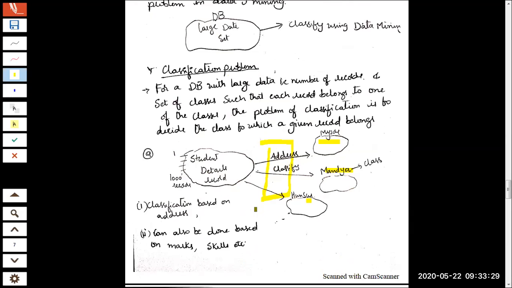In the testing phase, what will you do? You will take a sample record for which the class is already known. For example, I know Anil is coming from Mysore. Still, I'll give this record as input to the classifier. Now this classifier should correctly classify the record of Anil as class A, that is Mysore. If it does so, it means the accuracy of the classifier is very good. If not, there is some issue which should be resolved.